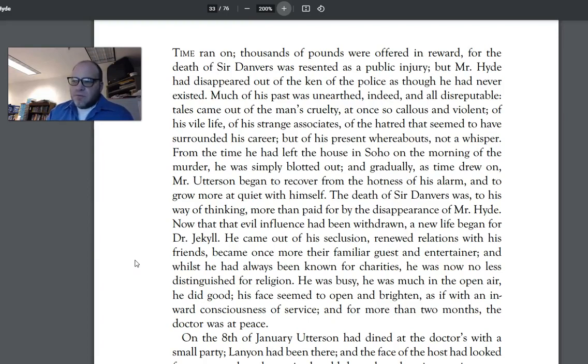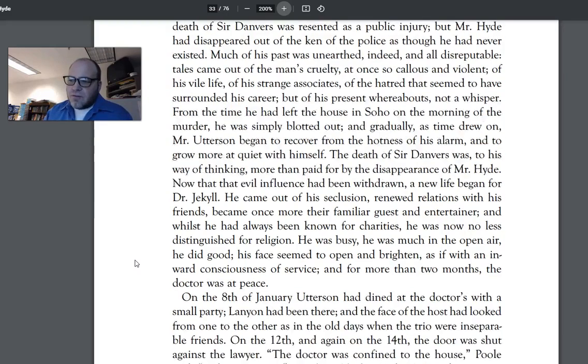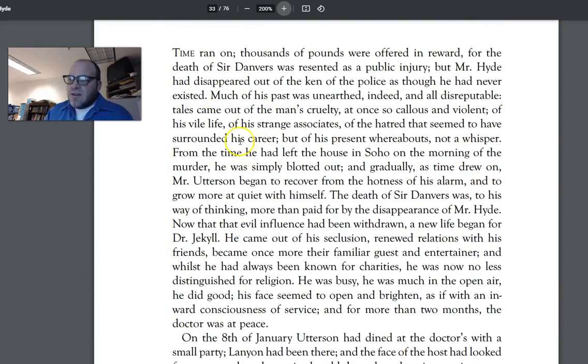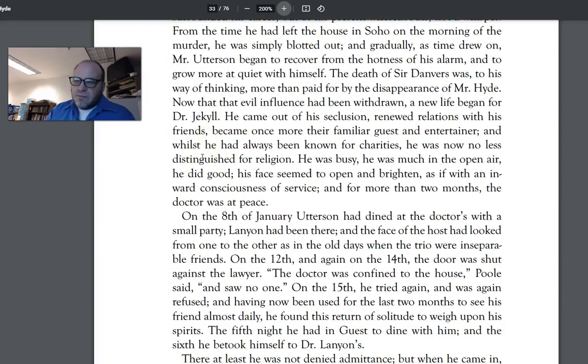He was busy. He was much in the open air. He did good. His face seemed to open and brighten, as if with the inward consciousness of service, and for more than 2 months the doctor was at peace. So, for at least 2 months after the death of Sir Danvers, Jekyll seems to have changed.